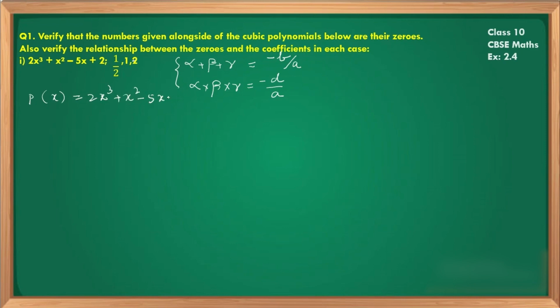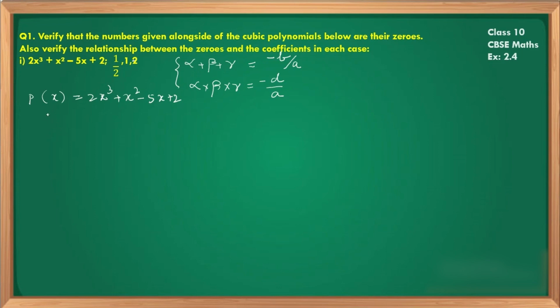Now we will take p of x equal to 2x cubed plus x squared minus 5x plus 2. We have 3 zeros of this polynomial given: 1 by 2, 1 and minus 2. We will take them one by one and place each in place of x and see whether this polynomial is equal to 0. If yes, then this is a zero. If not, this is not a zero.